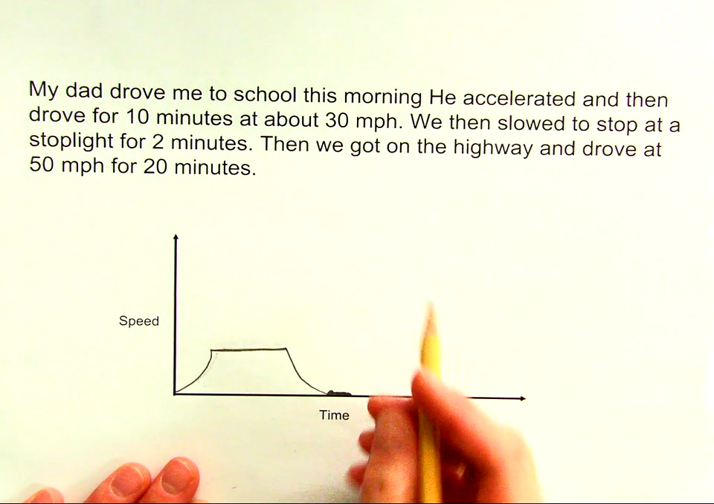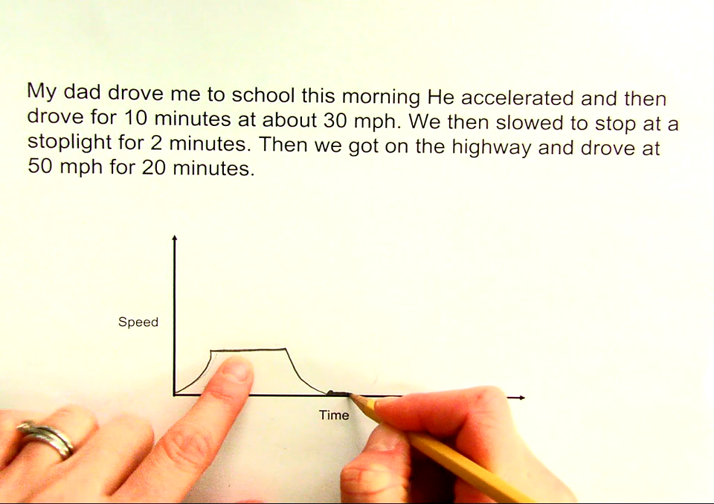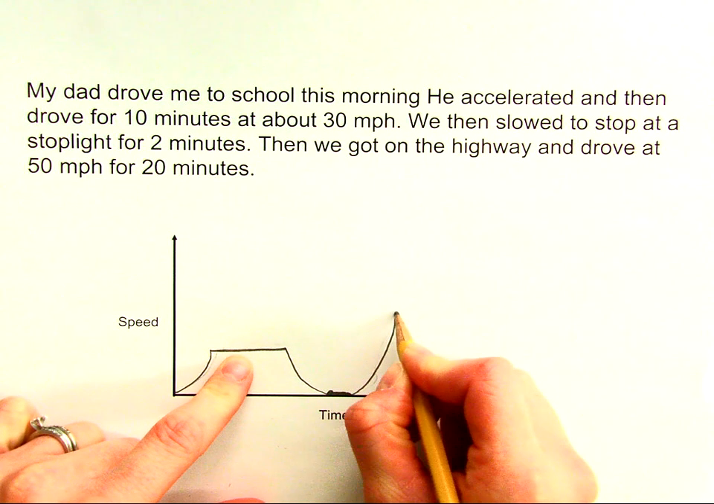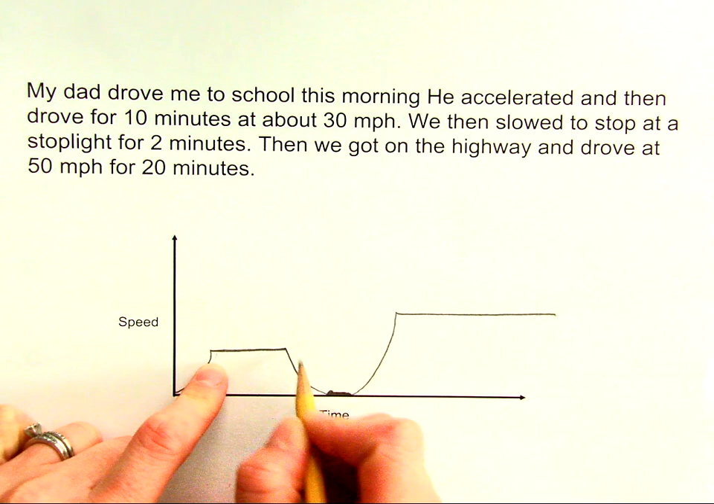Then I'm going to get on the highway. So if this is 30 miles per hour, I've got to go higher than that. And for 20 minutes, should be double that. So that's kind of how my graph goes.